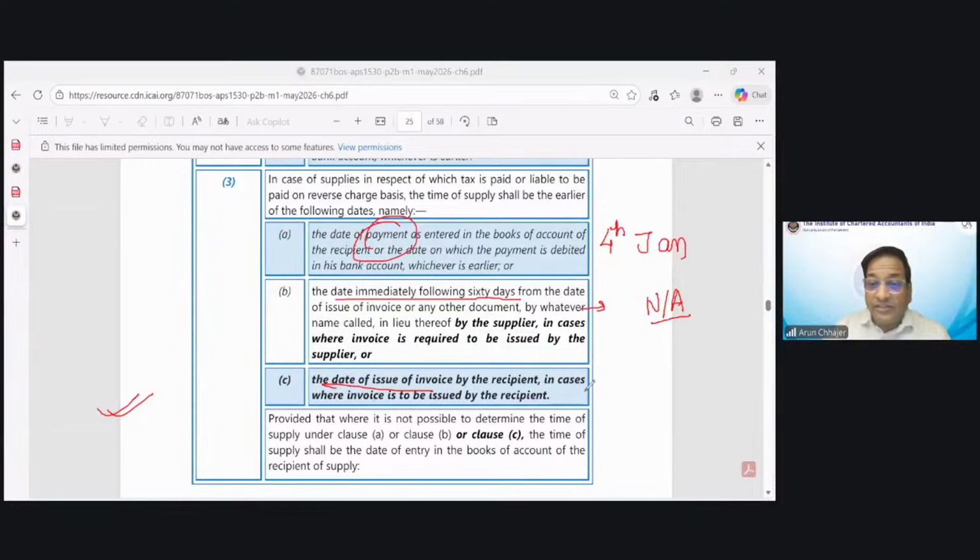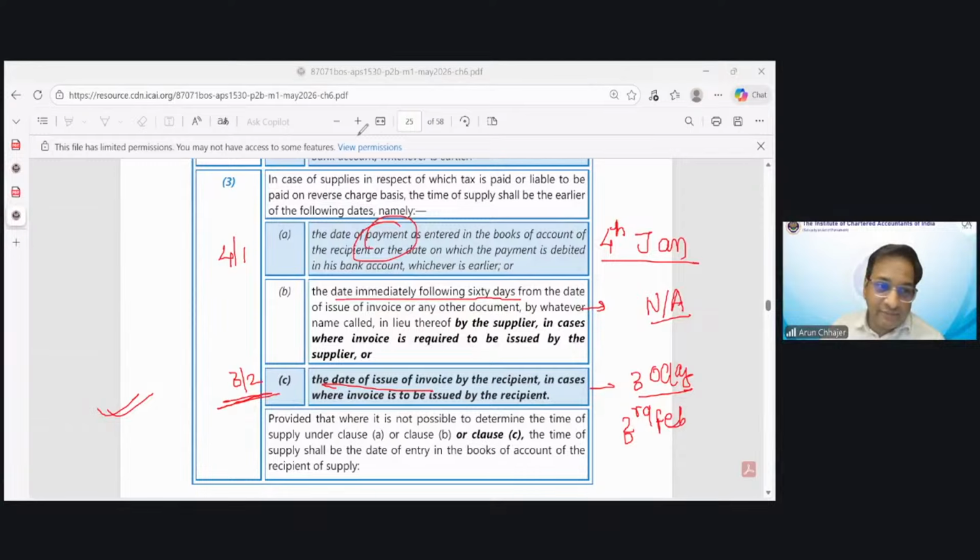The date of invoice. In this case, invoice was prepared on the last day. तो लास्ट डेट क्या था? 30 डेज का टाइम लिमिट है. 30 डेज कब कंप्लीट होगा? 4th को पेमेंट किया, 4th को सर्विस रिसीव हुई है. The service is being received on the 4th Jan. Add 30 days, so it will come as 3rd Feb. So 4th Jan or 3rd Feb, whichever is earlier. So what is the time of supply?